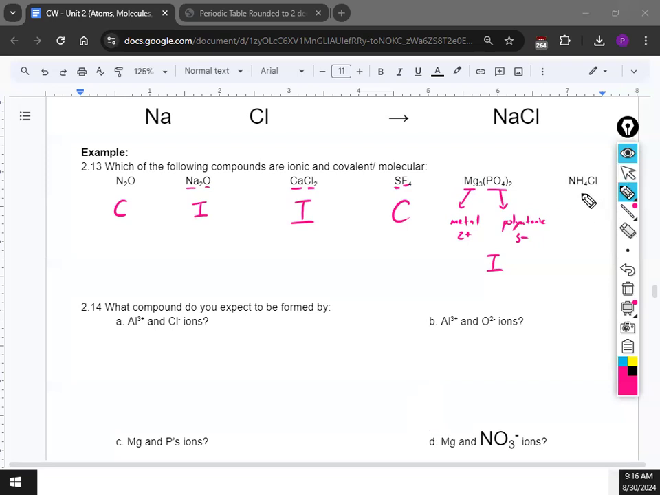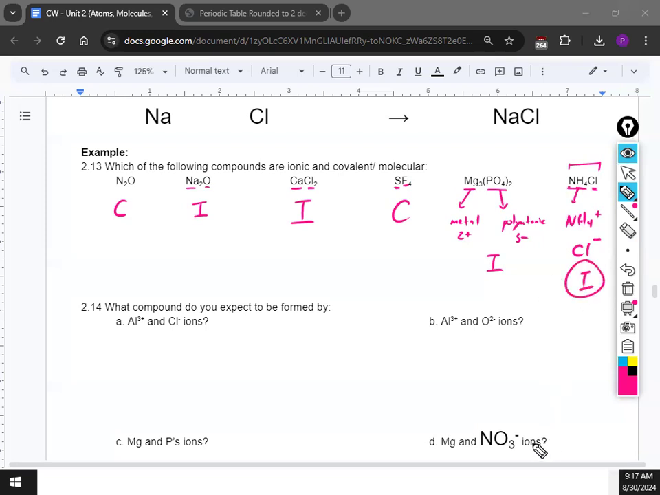All right, and then the last one right here, this one's the one that's a little bit tricky. A lot of people take a look at this. They see nitrogen, they see chlorine, they say, hey, these are both nonmetals, so it must be covalent, which is half true because these are both nonmetals. But if you take a look right here, NH4 is actually a polyatomic ion. NH4 is ammonium. It's NH4 plus. And it's combining with one chlorine, which forms a minus charge. So you got a positive and negative. So this is actually going to be ionic.